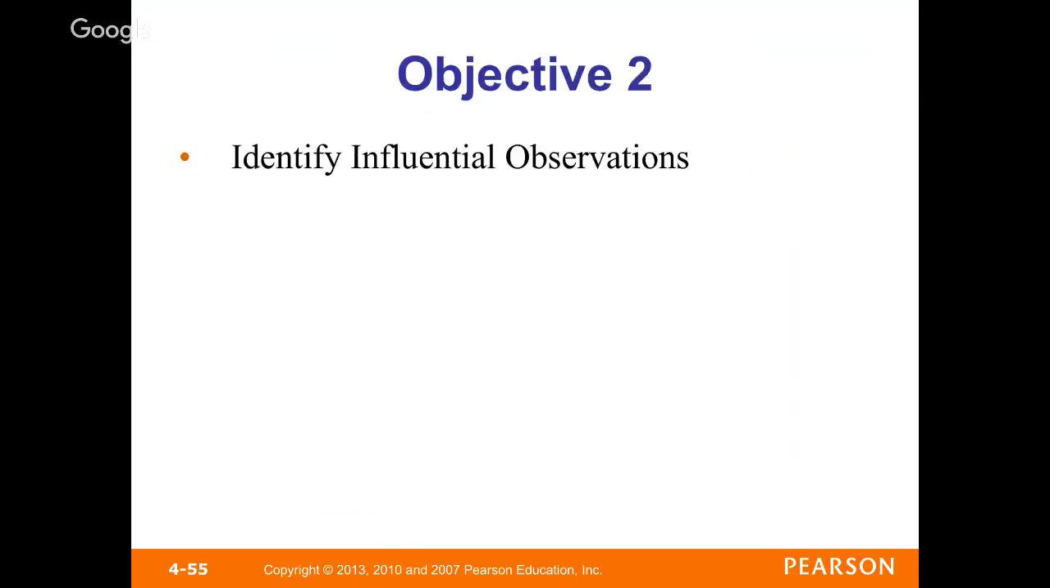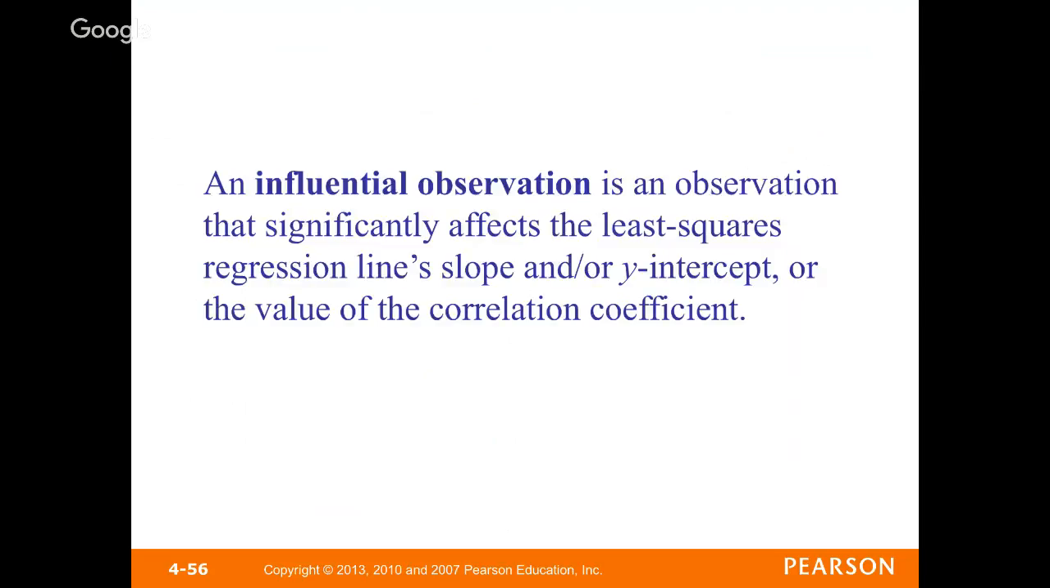All right, almost done. Just talking about influential observations, and we'll be done with this chapter. Basically, an influential observation is any observation that significantly affects the least squares regression line. And so basically, it's a value that's far off what the line would be.